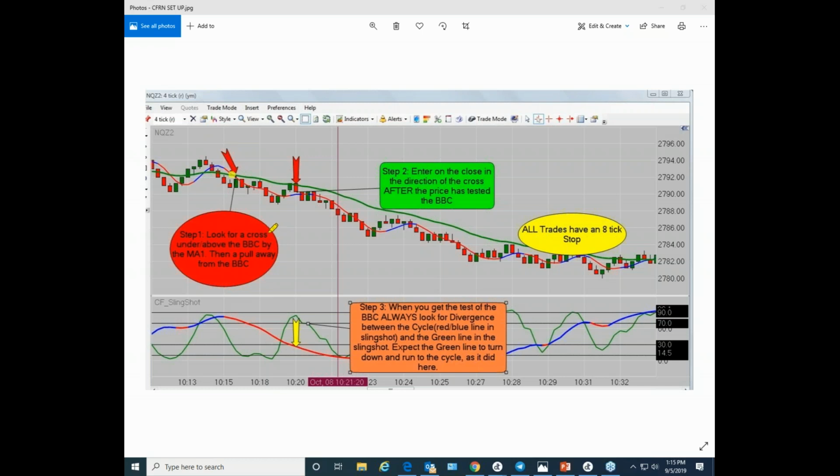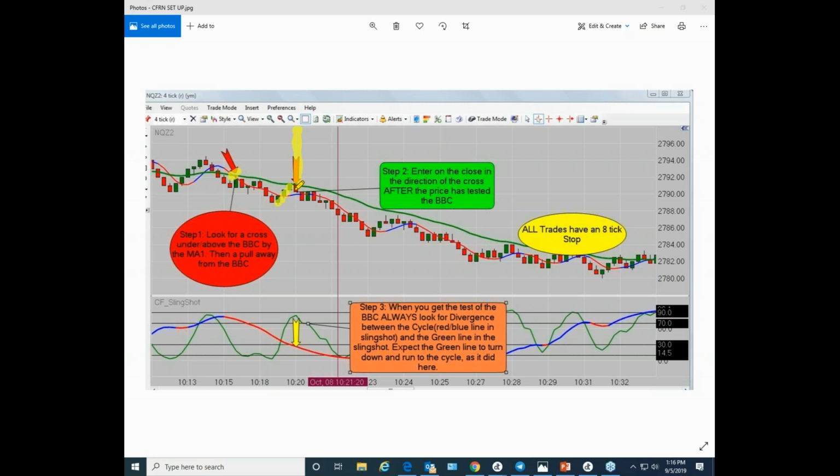Now after the cross, the normal thing for the market to do is to gravitate toward that green line, or the BBC. That's what we're anticipating. That's what we're looking for. So not only are we looking for it to make an attempt at it, we're actually looking for it to touch it, but then close in the direction of the trend. I identified the trend as being bearish because the MA1 is red and crossing the BBC. Therefore, we're looking for a down close or a red candle.